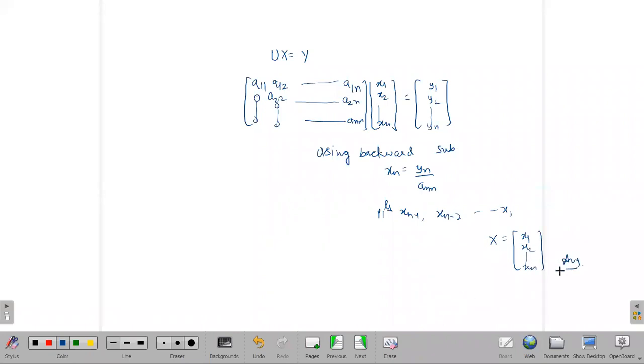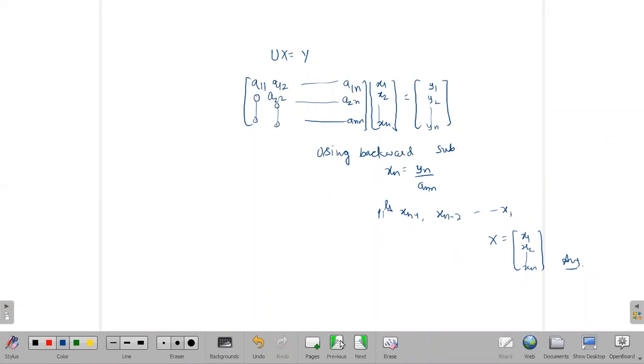So this way you will get the full vector x1, x2 up to xn. You will get the same value that you got from the Gauss elimination method. These are just different methods, but you will get the same value because the system has only a unique solution. We are finding the solution for the unique solution case only by Gauss elimination.